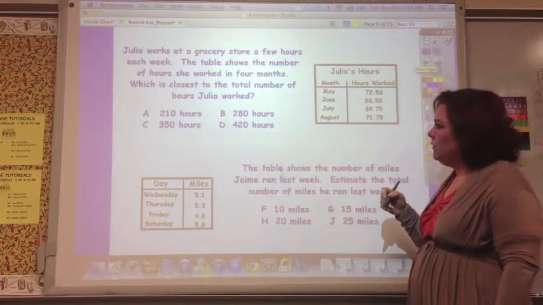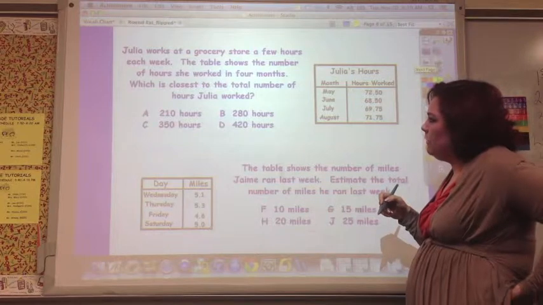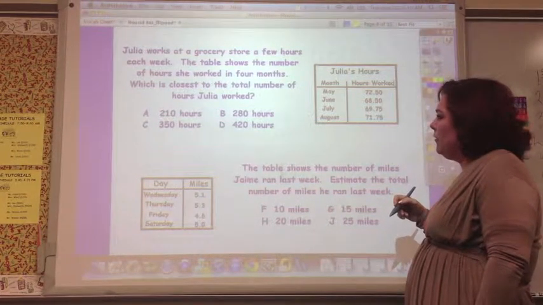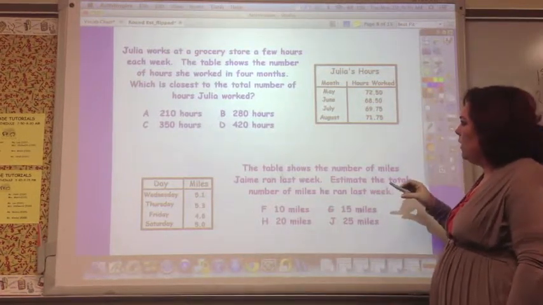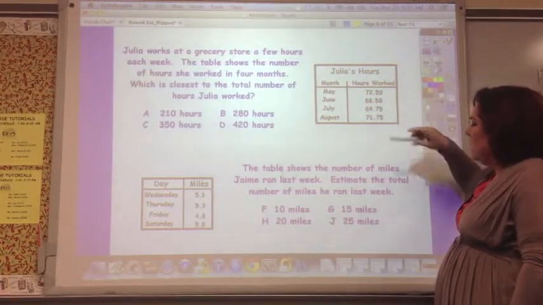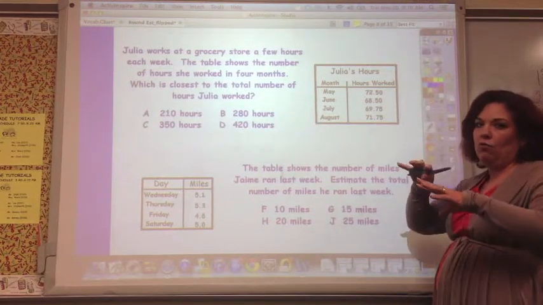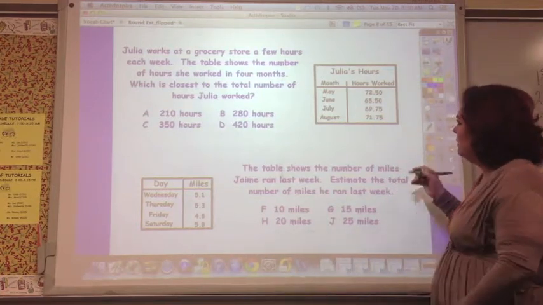Okay, so Julia works at a grocery store a few hours each week. The table shows the number of hours she worked in 4 months. What is the closest to the total number of hours Julia worked? So we're going to estimate these. And this is a little different. We're going to kind of round, but to a number that's closest to all of them.